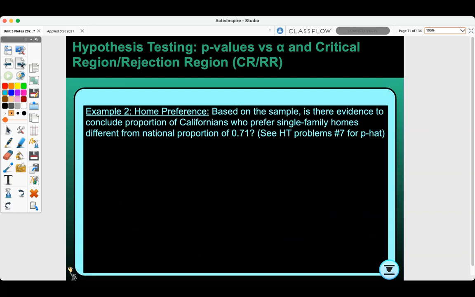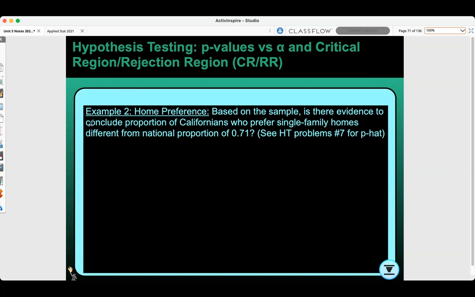Let's go ahead and look at another example. Home preferences. Based on the sample, is there evidence to conclude the proportion of Californians who prefer single-family homes is different from the national proportion of 0.71? So we need to see our hypothesis problems, and this was number 7. For this, my p-hat was 1,682 over 2002, which equals 0.84, and alpha was 0.01.